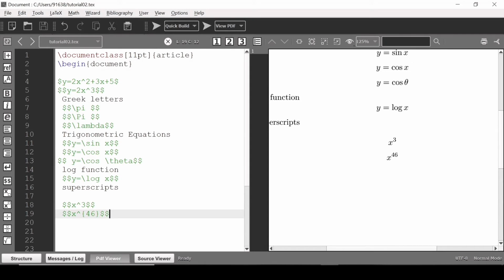See the result. This is better. So you have to write superscripts like this. There is a question about that: if we want to put a log equation with a base 5 here, how can we do this? So let's first learn subscripts.